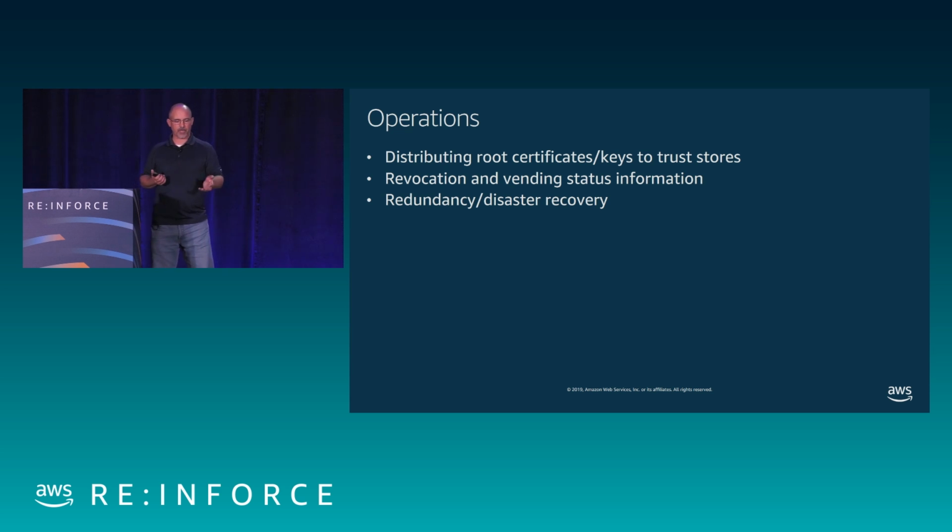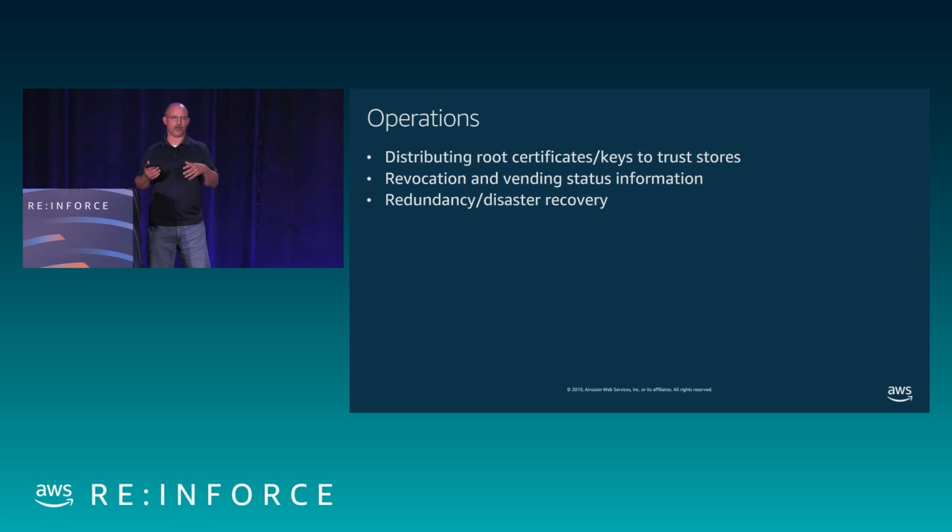I talked a little bit about revocation and vending status information. That's something you need to think about, making sure your CRLs are reachable from all of your clients in your environment. And finally, redundancy and disaster recovery. ACM Private CA has an SLA of 99.9%, but you still want to think about, in your environment, what happens if that CA is not reachable? Does your environment fall over? What are the consequences? And based on your answer to that, you want to think about, do you want to have multiple subordinate issuing CAs that your devices or your infrastructure can access in the event of a failure?